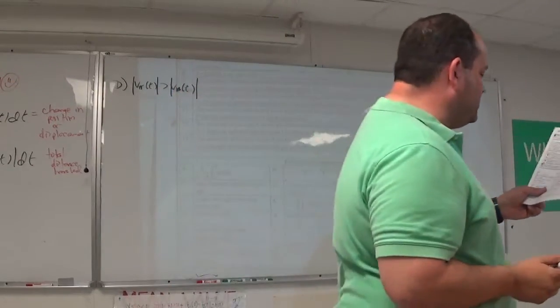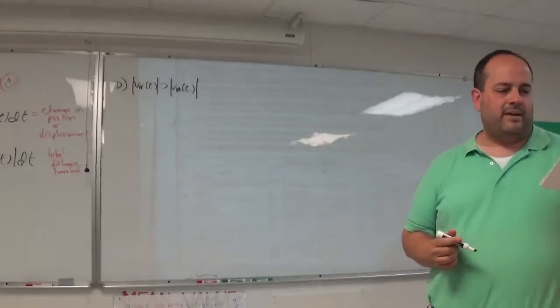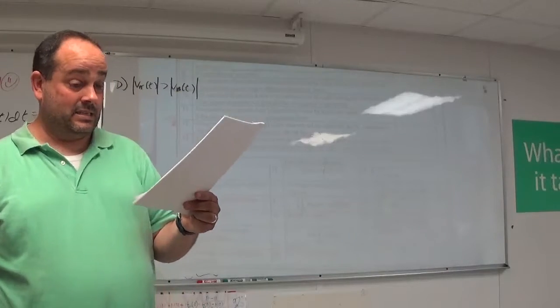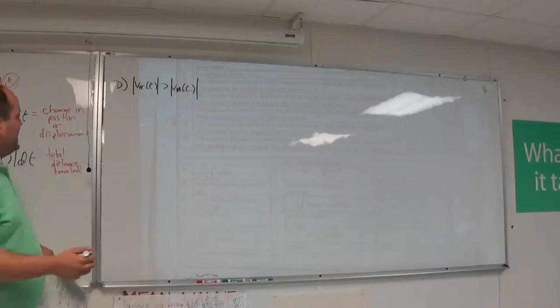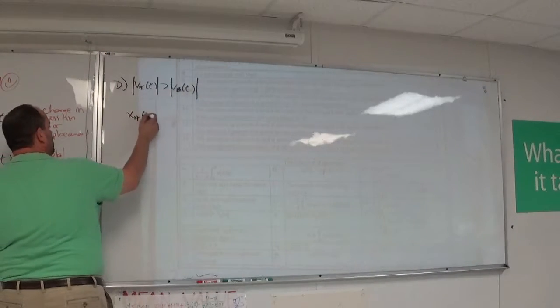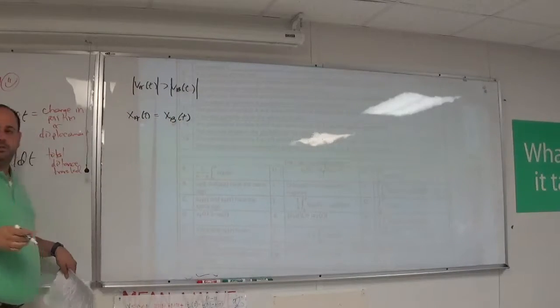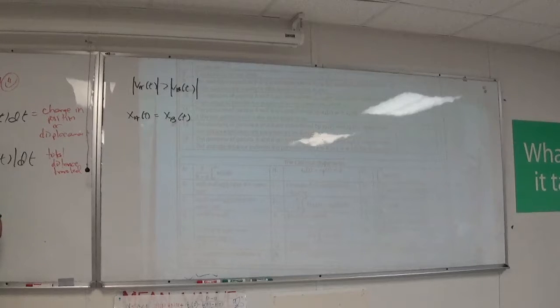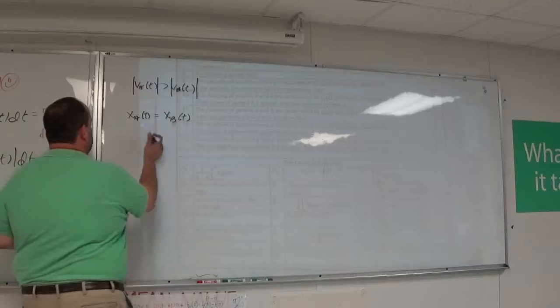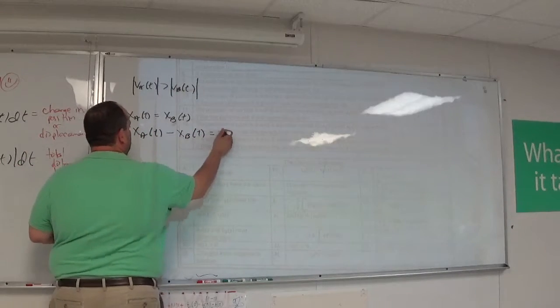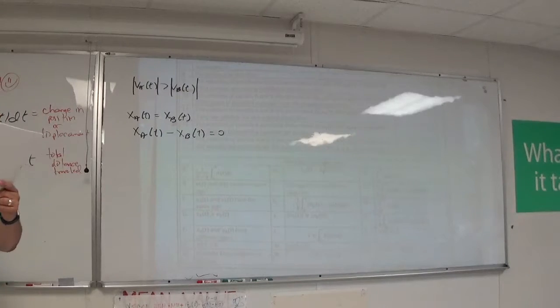Number 11, the positions of particle A and particle B are determined by x sub A of t and x sub B of t respectively. The 2 particles are in the same place. If they're in the same place, x sub A of t is equal to x sub B of t, but that's not one of the options. Which one gets you the same thing, though? If they're in the same place, the distance between them, x sub A of t minus x sub B of t, is going to be equal to 0, and so that should be H.